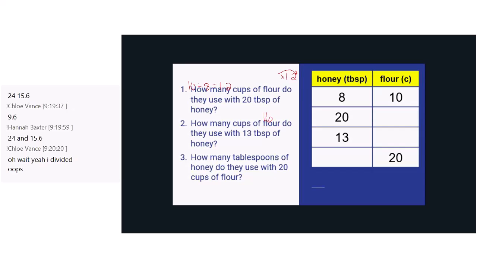Yeah, so 20, that's okay. 20 times 1.2 is 24. And 13 times 1.2 is 15.6. I don't know how you're going to do 0.6 cups, but we got the right idea.